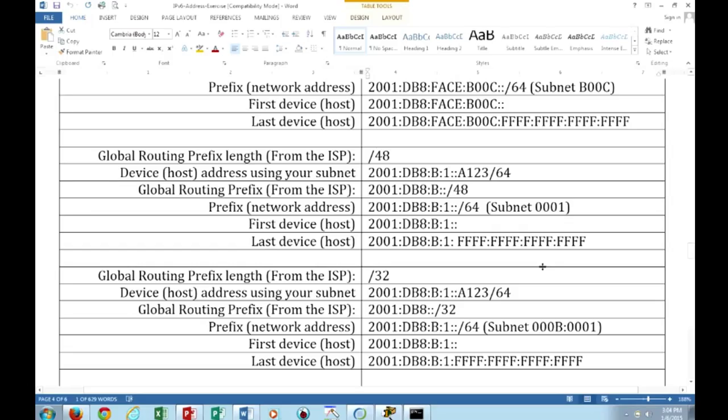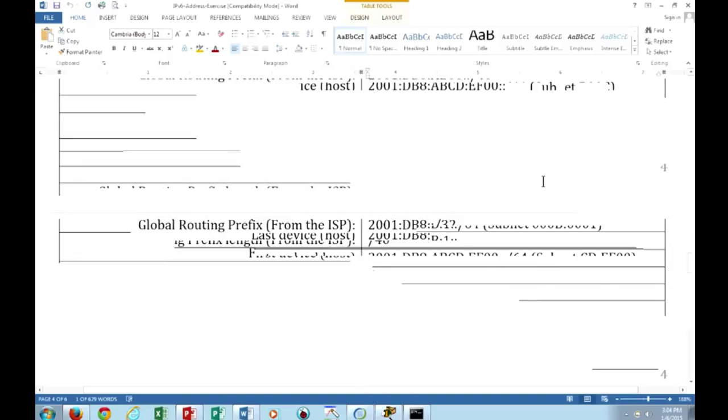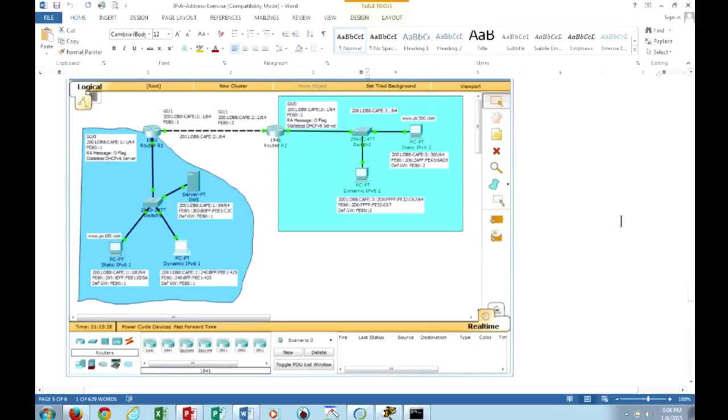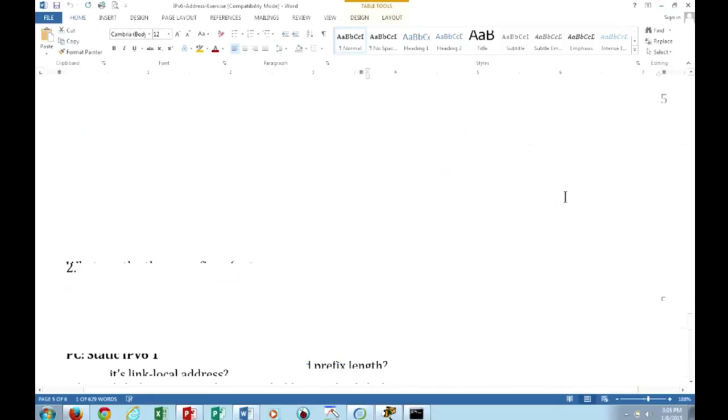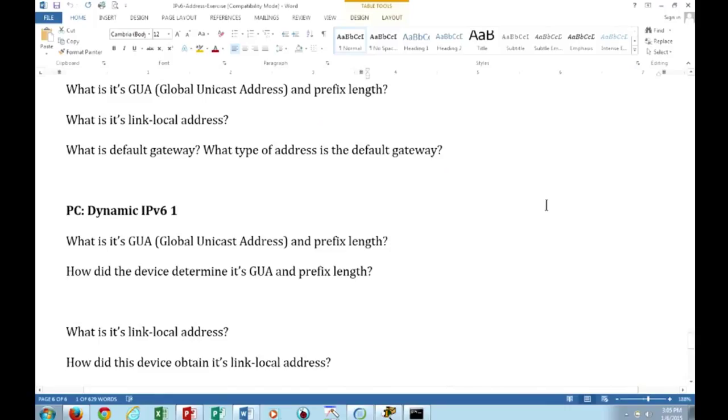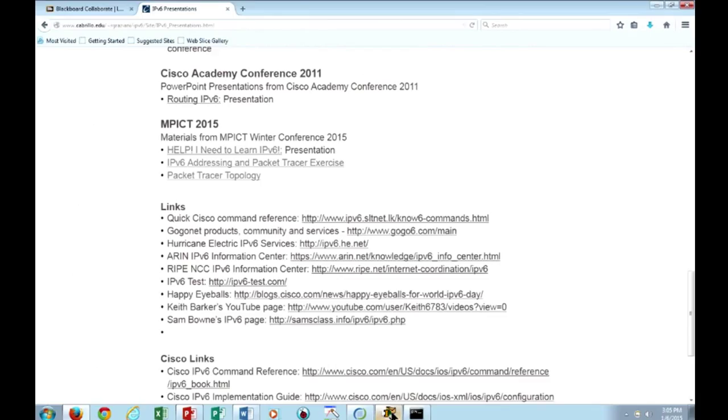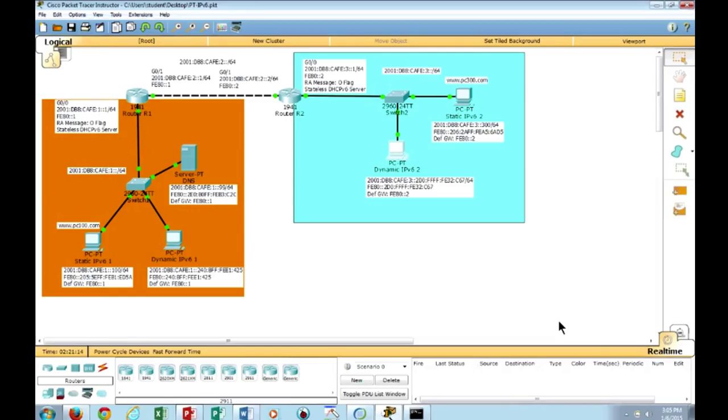Right here, just to show you how you can start looking at these things. On here, I also have a Packet Tracer exercise. So you can download Packet Tracer, use 611. And let me just show, I have some things here. What are the three prefixes? I don't have the answers, but if you have any questions, email me. I'll give you the answers. But it's basically, let me just show you, this is the Packet Tracer exercise. It's already configured and running.